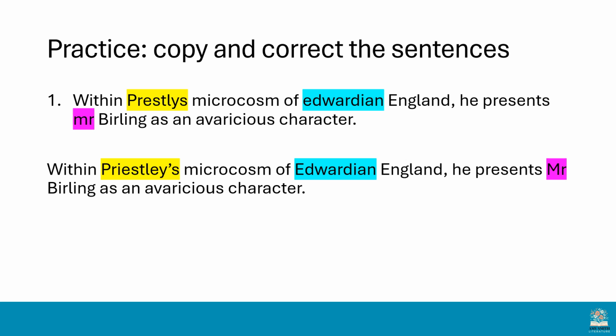P-R-I-E-S-T-L-E-Y. In the first one, I'd also missed off an apostrophe, so we need that apostrophe in there because the microcosm belongs to Priestley, so we need the apostrophe S. Edwardian England, we need a capital letter. Edward is a name. We're talking about King Edward here. Let's give the man some respect. So we're going to put a capital E in there. Mr. Birling, I know we don't feel like respecting him, but let's give him his proper title, a proper capital letter, a capital M for Mr.